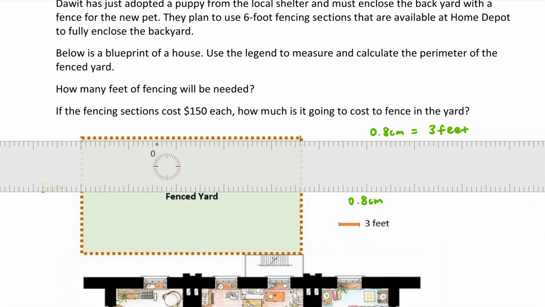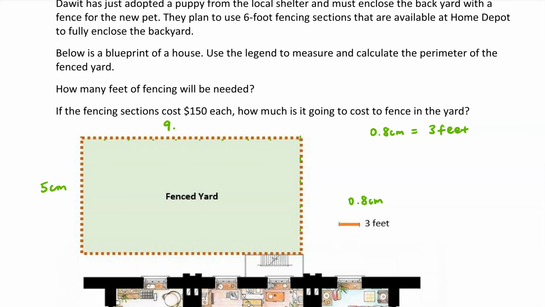Okay, so let's see here. Here's 1, 2, 3, 4, 5, 6, 7, 8, 9, and then a little bit after 9. So that would be 9.2 centimeters. So this is 9.2 centimeters.